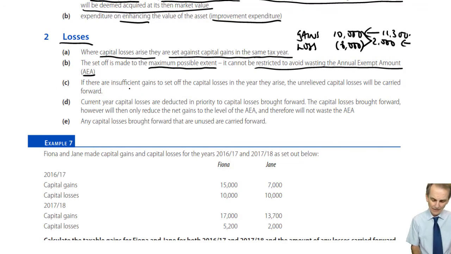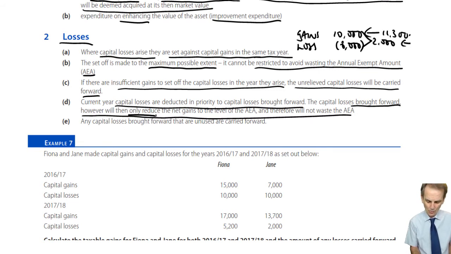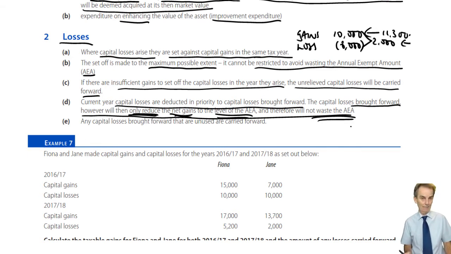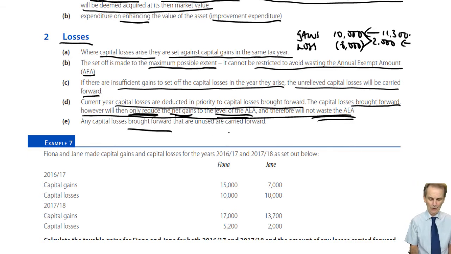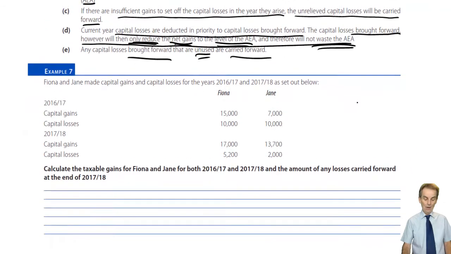As we've said, if there are insufficient gains in the year to set off the capital losses in the year when they arise, the unrelieved capital loss will be carried forward. Current year capital losses are deducted in priority to capital losses brought forward. The capital losses brought forward, however, will only reduce the net gains to the level of the AEA and will not therefore waste the AEA. And as we've just seen, any capital losses brought forward that remain unused continue to be carried forward. Very good news indeed. Okay, over to you now.